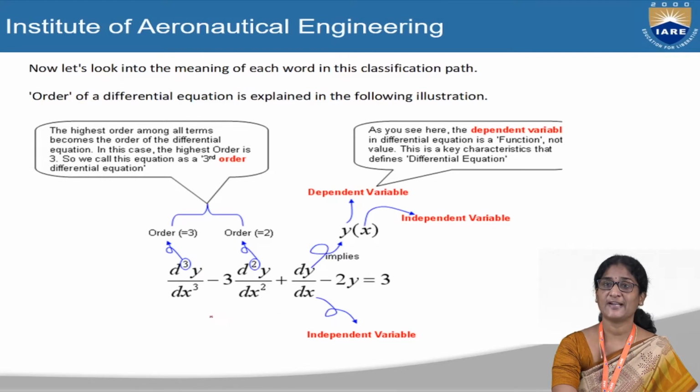d cube y by dx cube minus 3 d square y by dx square plus dy by dx minus 2y is equal to 0. Here the numerator y is the dependent variable and the denominator x is the independent variable. y is a function f of x. This differential equation is a third order differential equation.